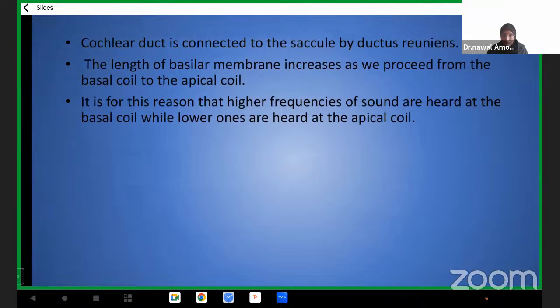And the length of the basilar membrane increases as we proceed from the basal coil to the apical coil. So it's like a triangle, right? The closer you move to the apical coil, the longer it becomes. It is for this reason that higher frequencies of sound are heard at the basal coil. Remember this: high frequency sounds are heard at the basal coil, and the lower ones are heard at the apical coil. Apex and base. The basal coil has higher frequency and the apical coil has lower frequency.